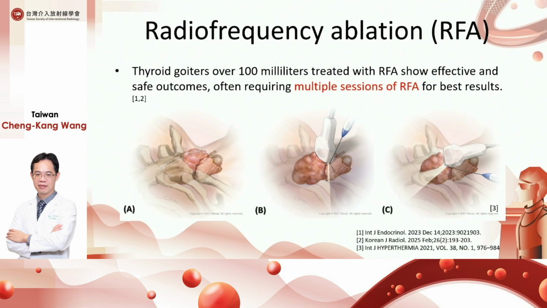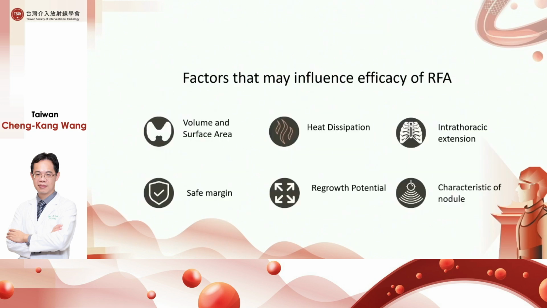We can see the picture when we do the ultrasound-guided RFA. The intrathoracic goiter is obstructed by the sternum and the clavicle. So our probe is placed cranially to the clavicle and with a caudal tilting angle. But then the RFA needle is here, and we often have difficulty seeing the inferior portion of the thyroid nodule goiter.